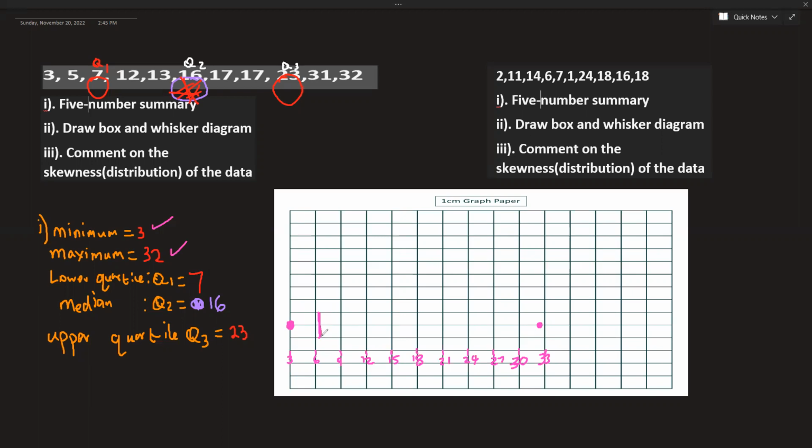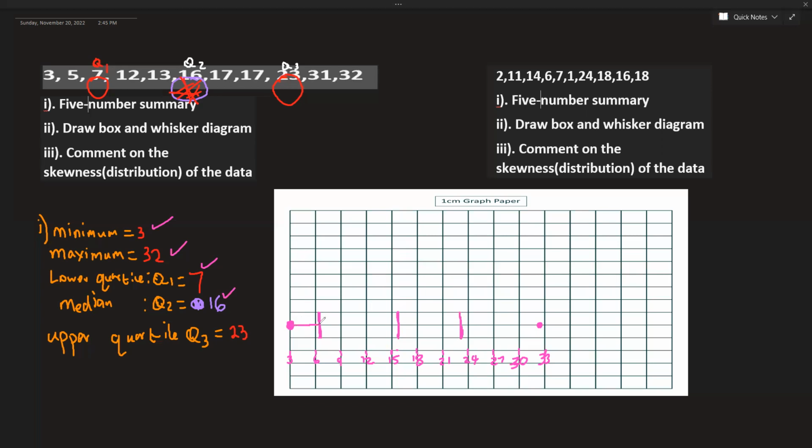Obviously, since I'm just using a mouse, it's not going to be straight, but you're going to draw straight ones. So that one is fine. And then the median, it's 16. So 16 is closer to 15. So there. So we're going to put it from here to there. Do you see it? Sharp. And then 23 must be very close to this side. So, which is there. Then we can join them now.